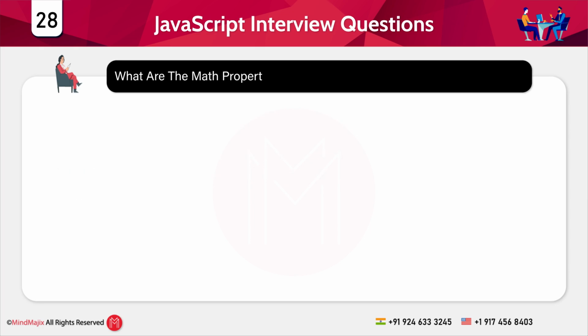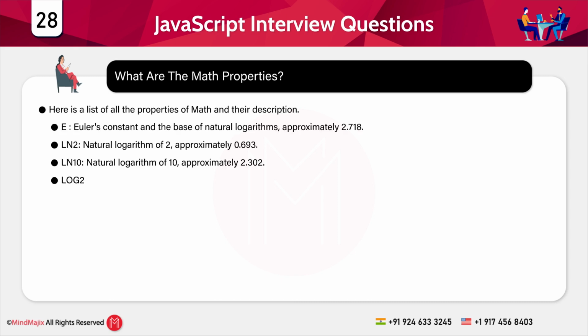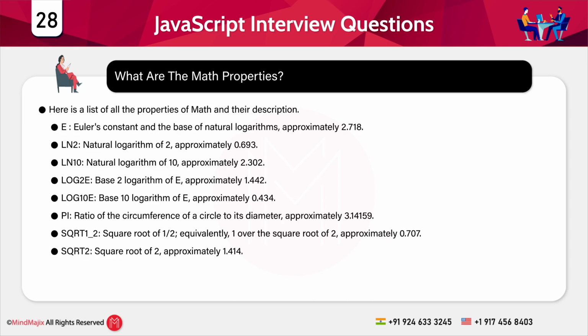What are the math properties? Here is a list of all the properties of math and their descriptions. E stands for Euler's constant and the base of natural logarithm, approximately 2.718 its value. LN2, natural logarithm of 2, approximately 0.693. LN10, natural logarithm of 10, its value is approximately 2.302.